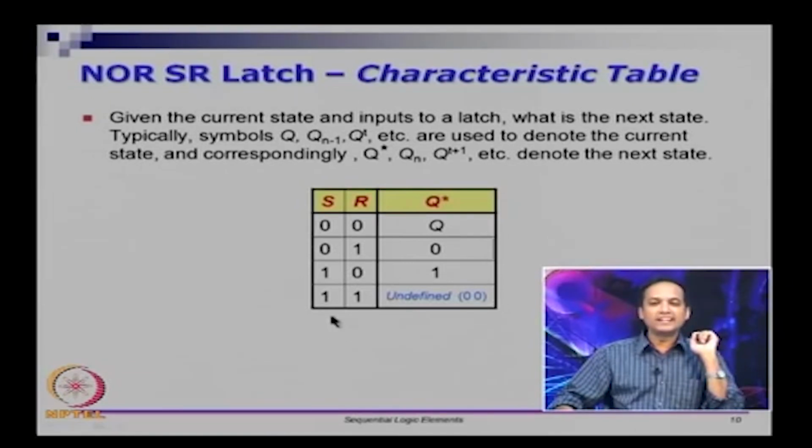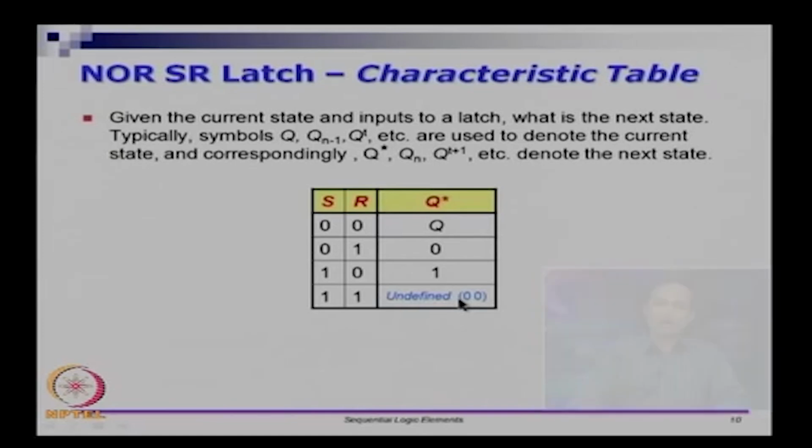And finally, if both S and R are 1, this is undesirable. We do not want 1 1, because if S and R are 1 1, for whatever reason we saw that QA and QB are both 0, there is a problem. So we do not want that condition. We will say that that condition is undesirable or undefined.